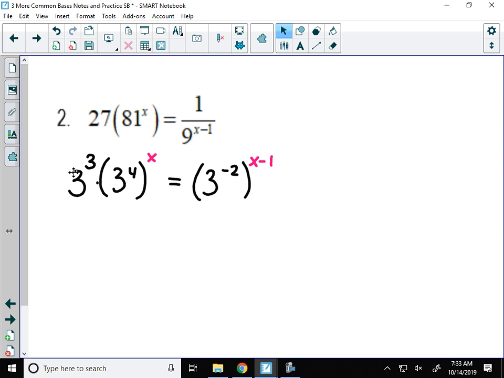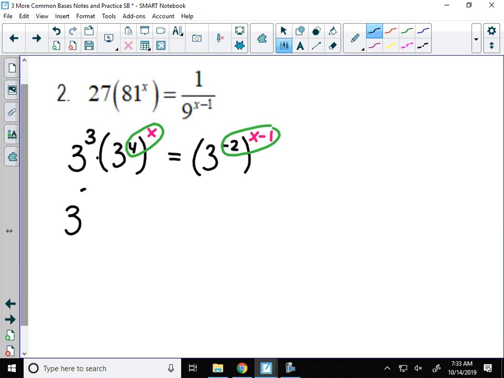Now I am going to have to use a couple different exponent rules to simplify this, but the first one I'm going to use is power to a power. I'm going to multiply the exponents that I just found from changing the base times the original. So let's write this one out again. I have 3 cubed times, this is now 3 to the 4x power, 4 times x, equals 3 to the, I multiply the negative 2 by the x and by the negative 1. So it's the negative 2x plus 2 power.